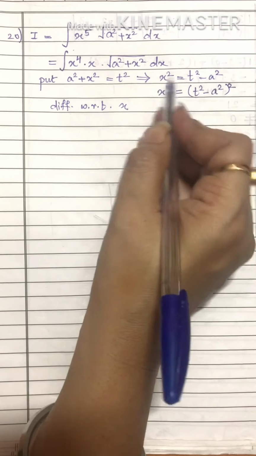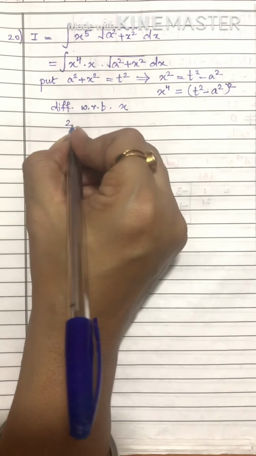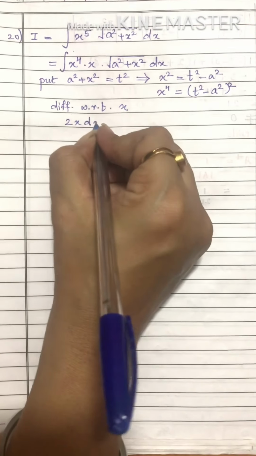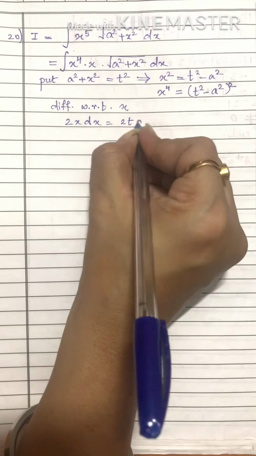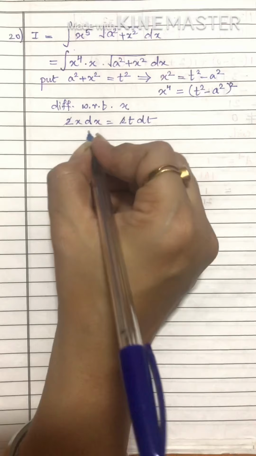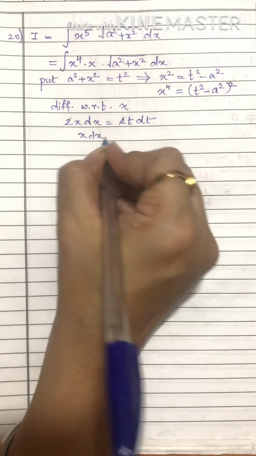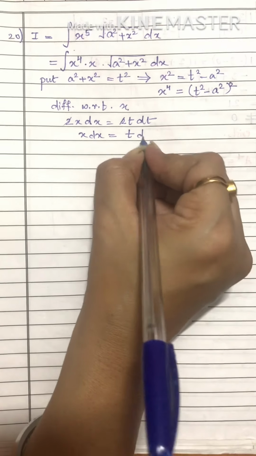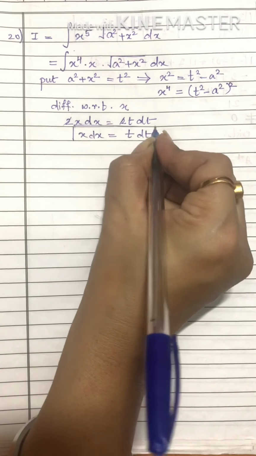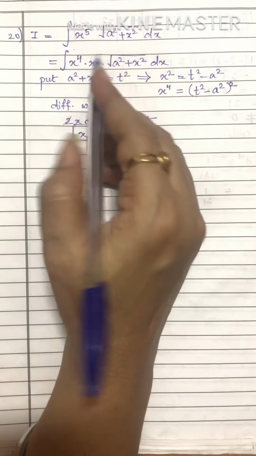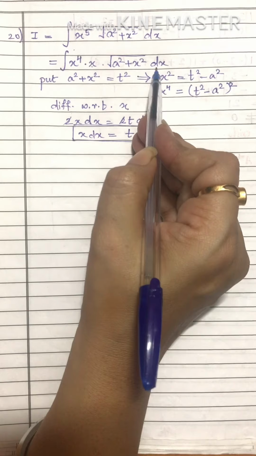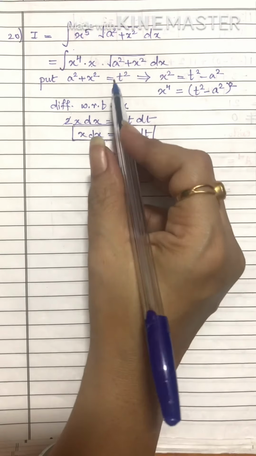We will differentiate this. So we get 2x dx is equal to 2t dt. Now this 2 gets cancelled and we get x dx is equal to t dt. So just remember, x dx is equal to t dt. See here, x dx. So we'll be needing this, so I've kept this in the box.